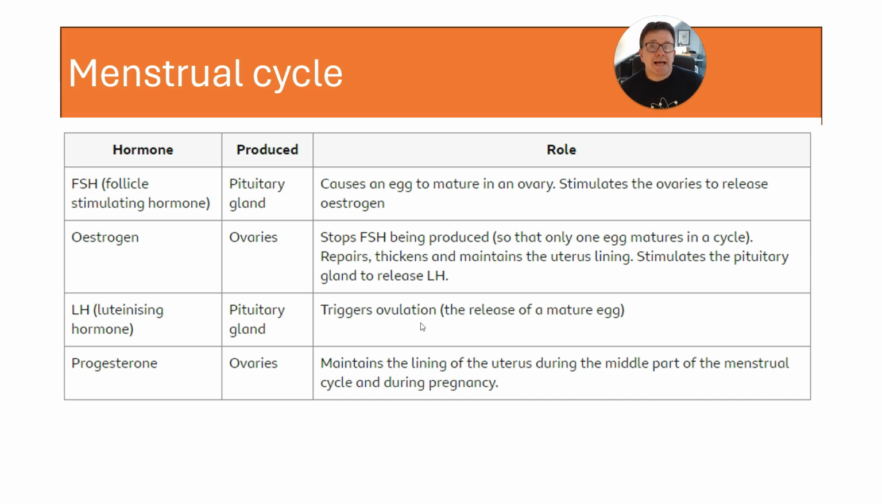LH triggers ovulation, and sometimes they'll show you a graph with LH on, and they'll ask, when does it trigger ovulation? So wherever it's the highest, you draw a line with a ruler down to the day and then you record the day. Progesterone maintains the lining of the uterus during the middle part of the menstrual cycle, and also if you're pregnant as well.